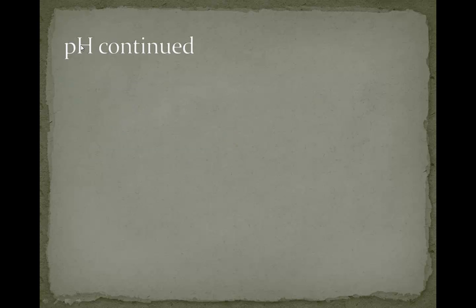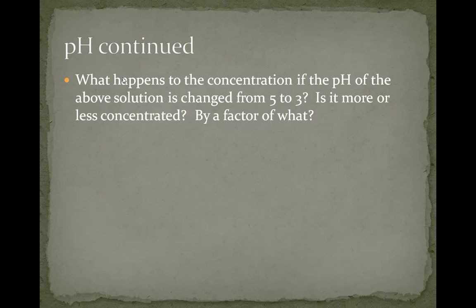But what happens to the concentration if the pH of the above solution is changed from 5 to 3? Is it more or less concentrated, and by what factor? So the first thing you've got to do is find what the new concentration is. Just like before, we're going to do 10 to the minus 3, and that gives us 0.001 molar. Now before we had 0.00001 molar, now it's 0.001 molar. Because there are fewer zeros in front of that 1, this is more concentrated.